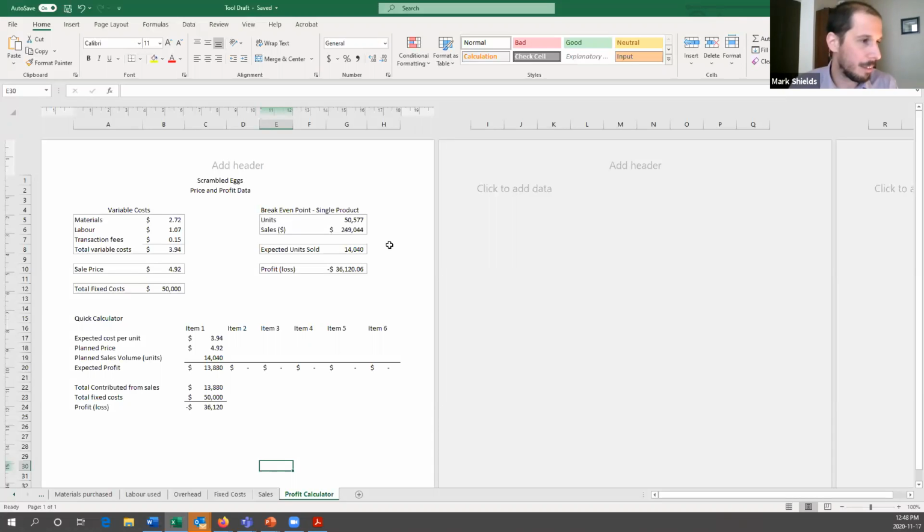What this shows us is that in order to break even, we have to sell 50,000 units of scrambled eggs. Unfortunately, we're not anticipating being anywhere close to that. We're only expecting to sell about 14,000. So that would mean that with our current cost structure, with our fixed costs as they are, and at the price we've set, we would have a loss in this business of $36,000.